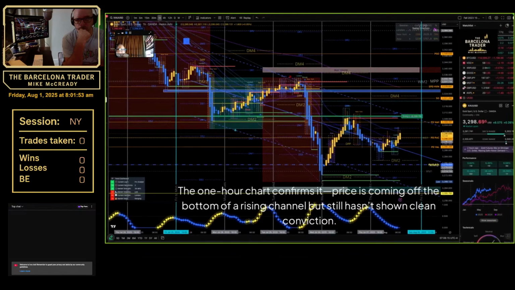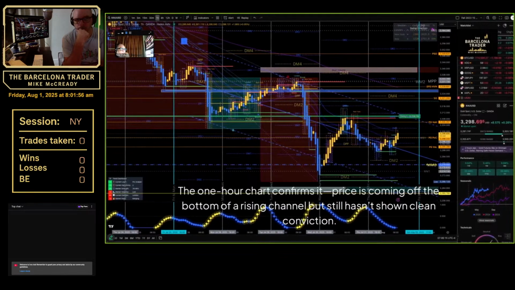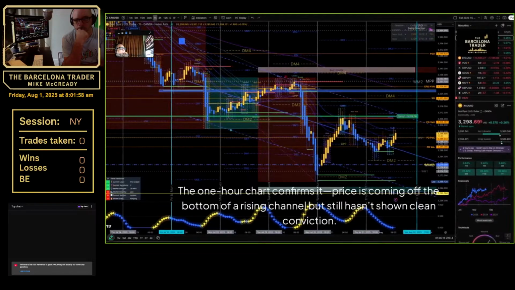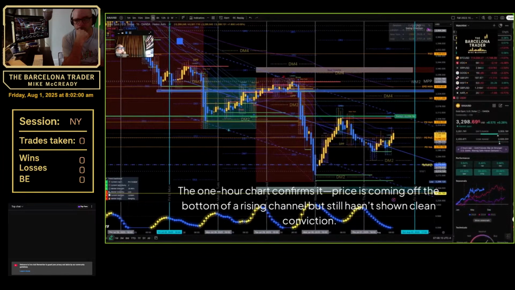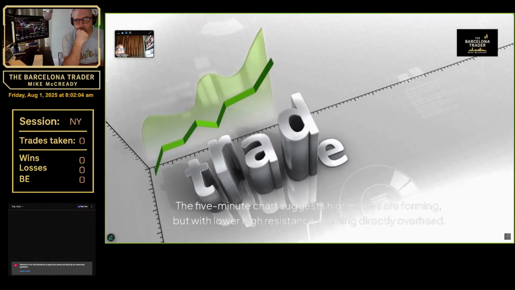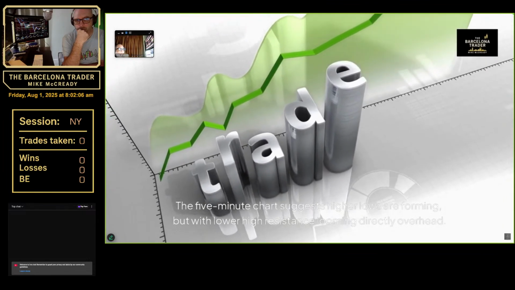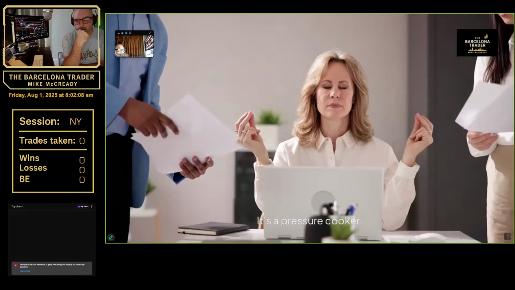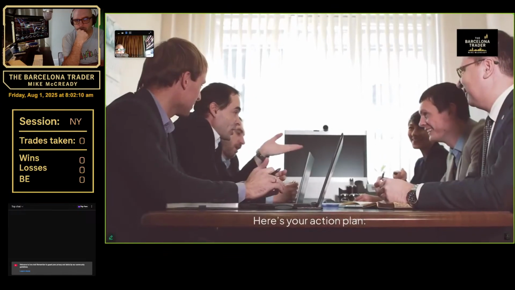The 1-hour chart confirms it. Price is coming off the bottom of a rising channel, but still hasn't shown clean conviction. The 5-minute chart suggests higher lows are forming, but with lower high resistance looming directly overhead. It's a pressure cooker. Here's your action plan.